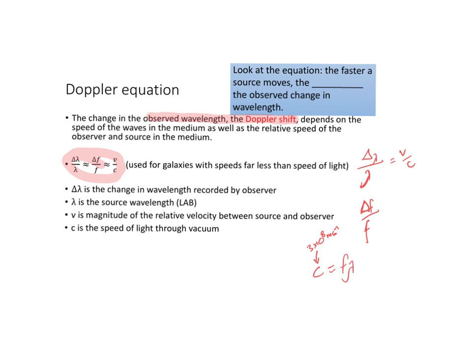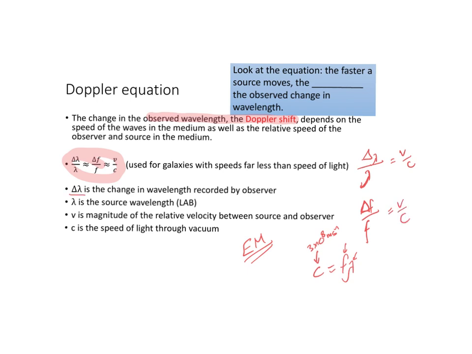Frequency times wavelength is equal to the speed of light if we're talking about EM waves. So if I know the frequency, I can calculate the wavelength, or the other way around, it doesn't really matter. And again, it's equal to c, which is the same thing.